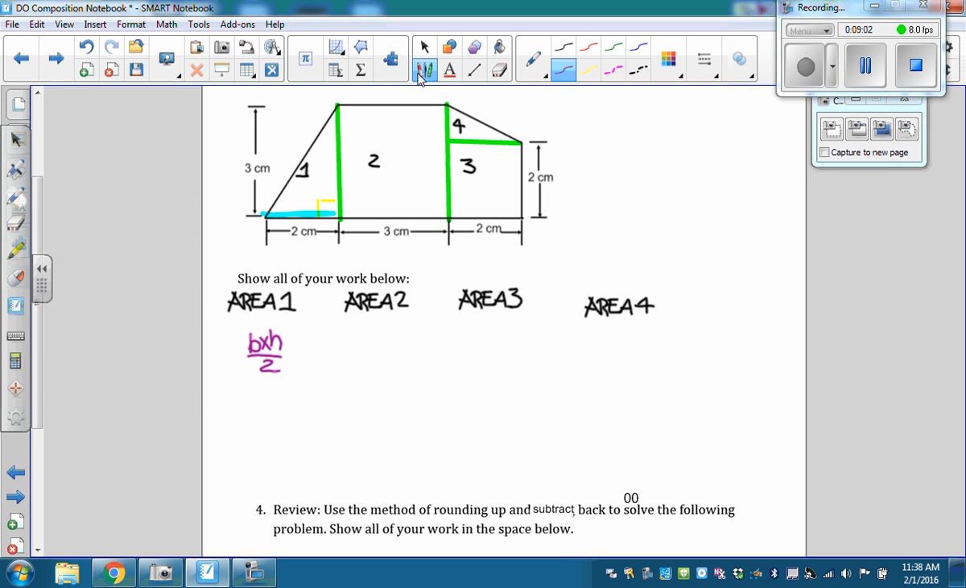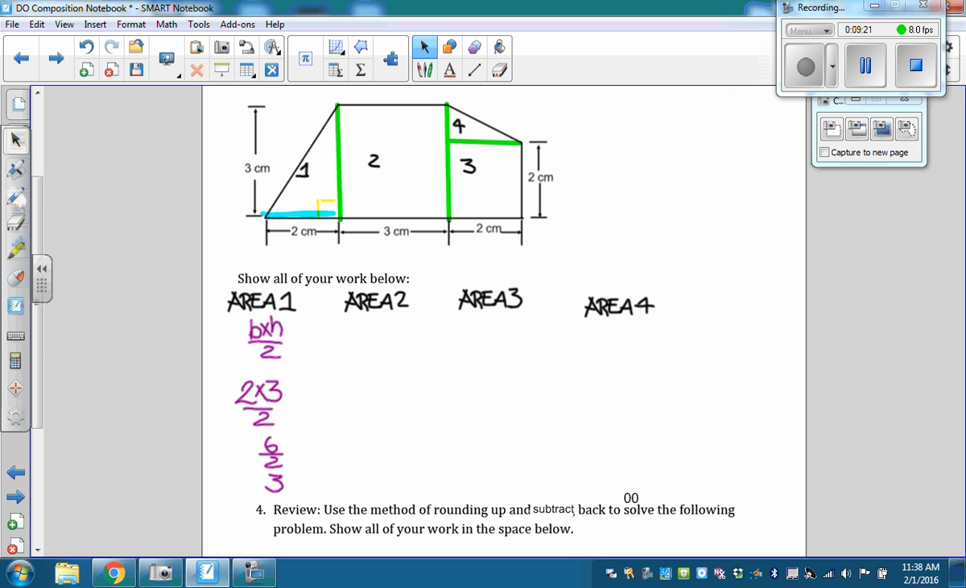So the base is 2, and the height is 3. And I'm going to divide that by 2. So that's 6 divided by 2, which is 3 square units, just for that triangle. Let's put this up a little bit.